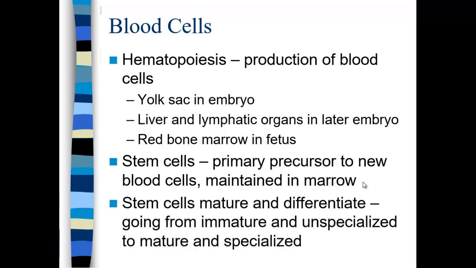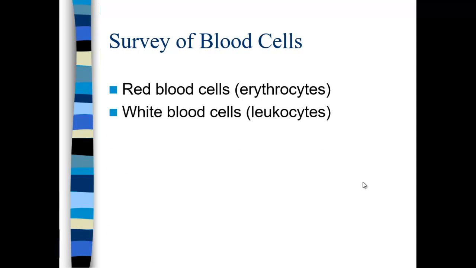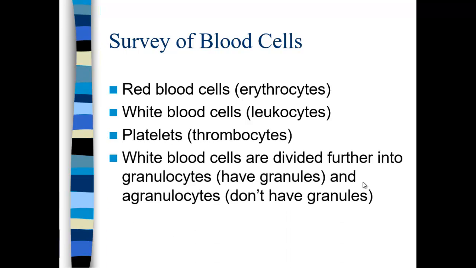Stem cells mature and differentiate. They become other things. They go from immature and unspecialized to mature and specialized. So the stem cells provide the components for the blood. Okay, and if we look at the different types of blood cells, there's red blood cells or erythrocytes. There's white blood cells, which are called leukocytes. And then there are very small cells that are non-nucleated called platelets, or thrombocytes. White blood cells can be divided further into those that have granules, which are granulocytes, and those that don't have granules, which are called agranulocytes.